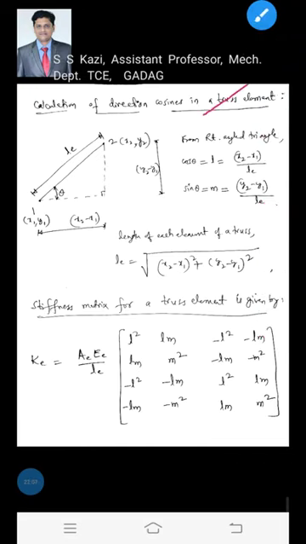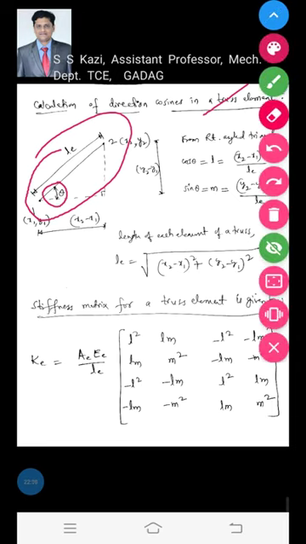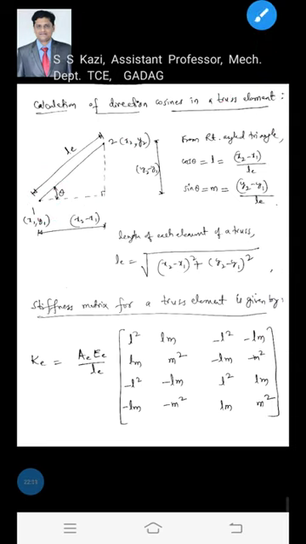For that, I will consider this truss element having two nodes, 1 to 2, which is inclined at an angle theta with the ground. Let us say the coordinate values of node 1 are x1, y1 and of node 2 are x2, y2. What do you mean by x1, y1? From the origin, node 1 is at a distance x1 in the x direction and y1 in the y direction, and node 2 is at a distance x2 in the x direction and y2 in the y direction.